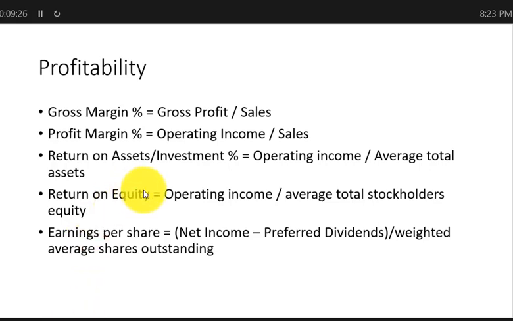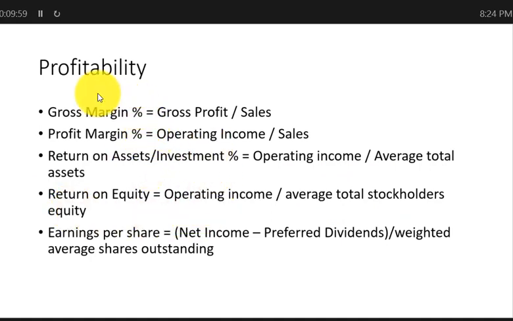Return on assets, or return on investment, equals operating income. Notice these are the same, right? Operating income, divided now, instead of by sales, by average total assets. And return on equity is operating income divided by average total stockholders' equity. When we're talking about an average, we're talking about the beginning of the year plus the end of the year, divided by 2. So this is total assets off your balance sheet, and this is total stockholders' equity off the balance sheet.